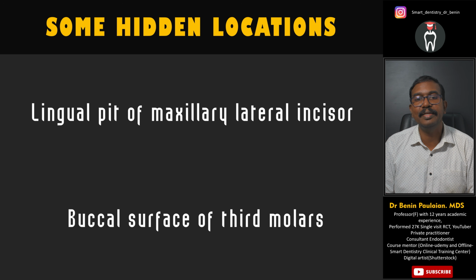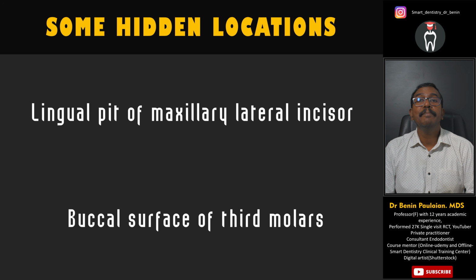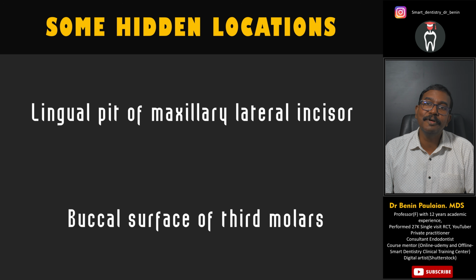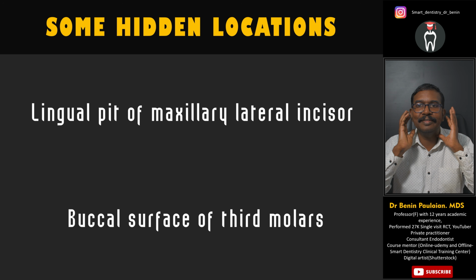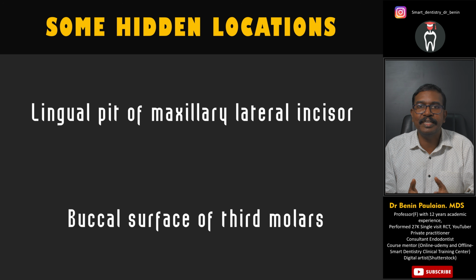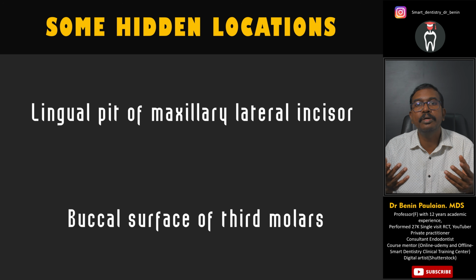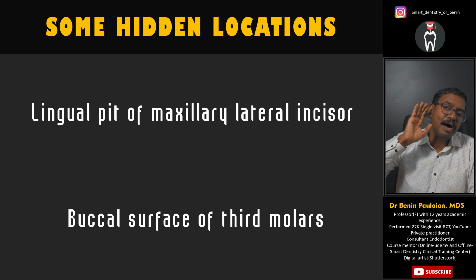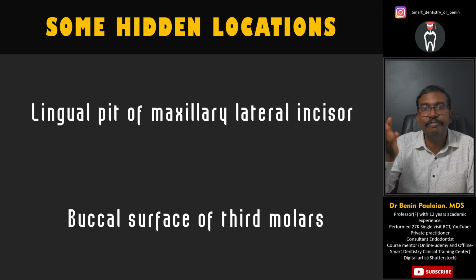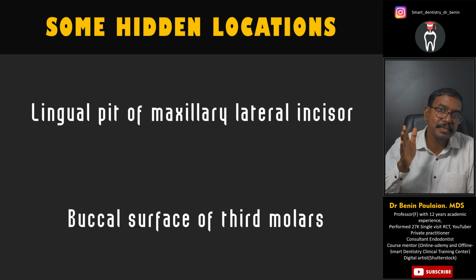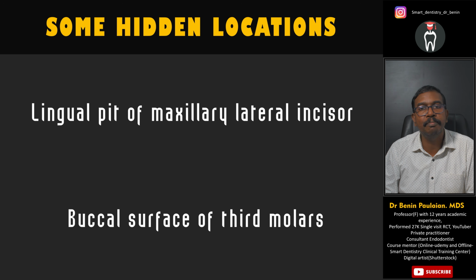And the next important is the buccal surface of the maxillary and mandibular third molars. The third molars in the cheeks will cover there, and we often neglect or don't look at this location. So always keep it in mind, maxillary and mandibular third molars, the buccal surface. We always look at the occlusal, we always avoid the buccal. So the buccal caries, buccal pit caries of the maxillary and mandibular third molars are very, very common.